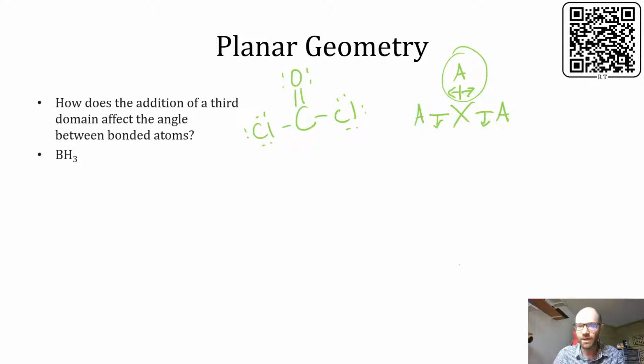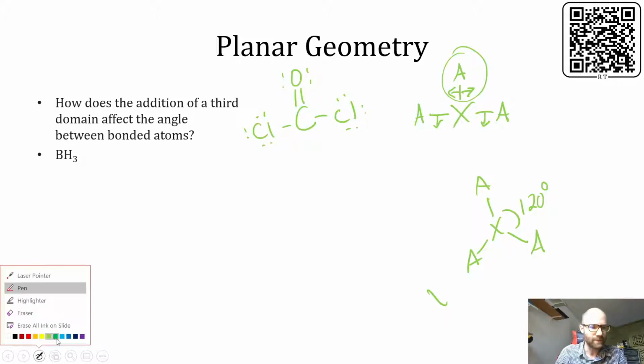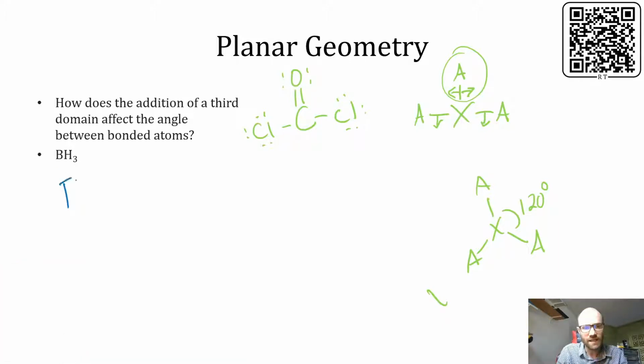I think what we would get is a structure that looks something like this, where the angle between all 3 of them is going to be 120 degrees, right? 360 divided by 3. It's like the inside of an equilateral triangle. This also does happen with BH3. I'm going to draw really quickly just the atoms.